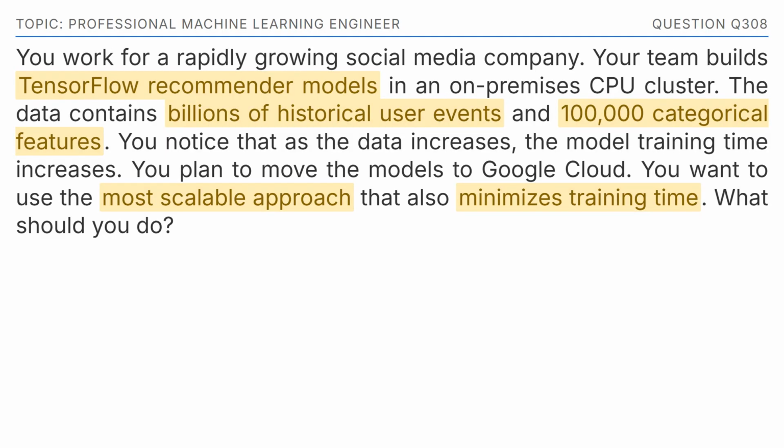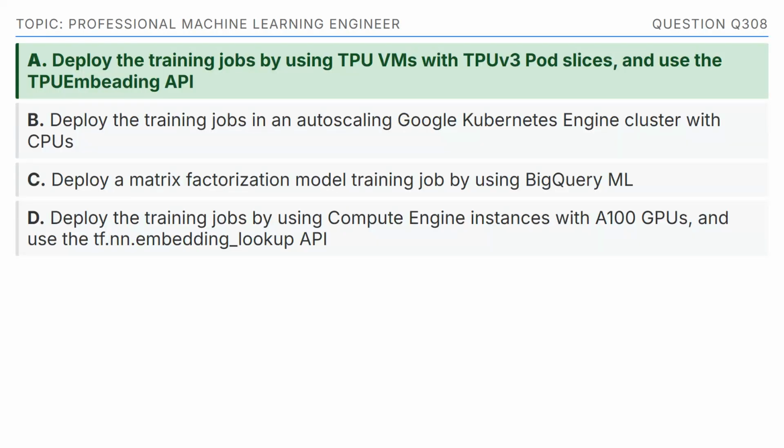To arrive at the correct answer, we focus on the keywords: TensorFlow recommender models, billions of historical user events, 100,000 categorical features, most scalable approach, minimizes training time. The correct answer is option A, deploy the training jobs by using TPU VMs with TPU v3 pod slices, and use the TPU embedding API.